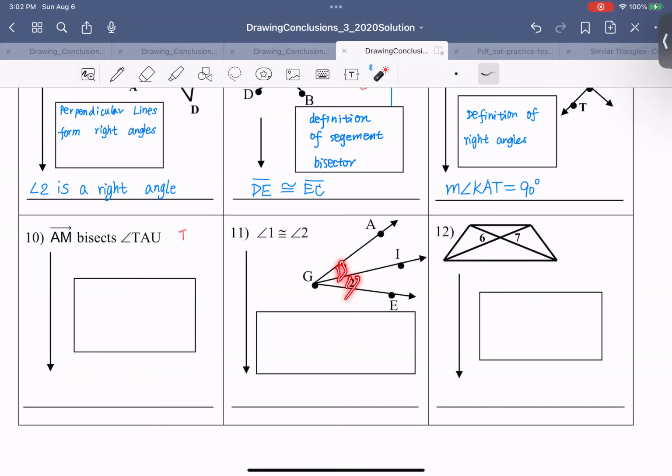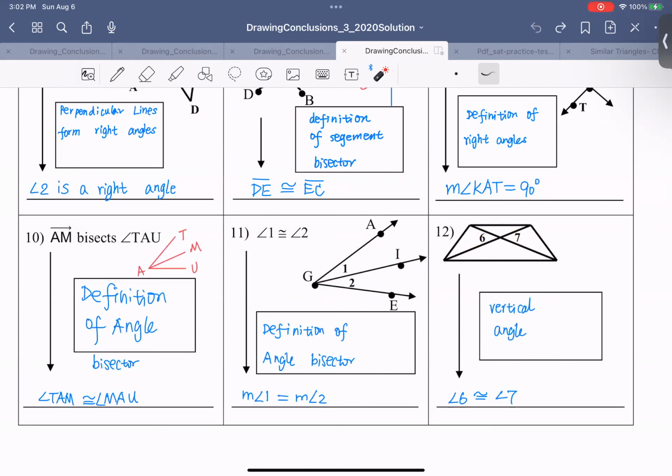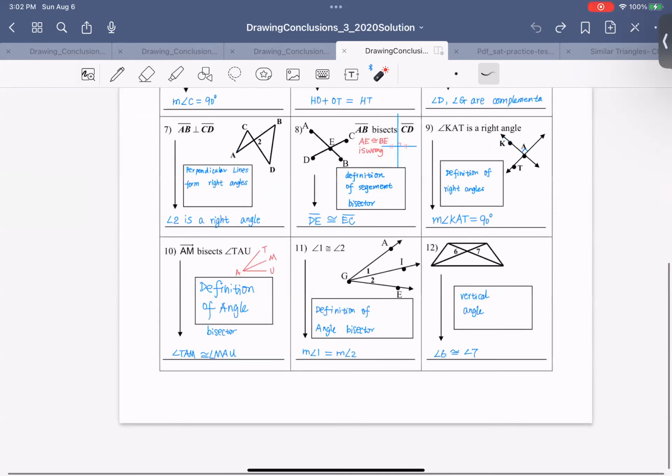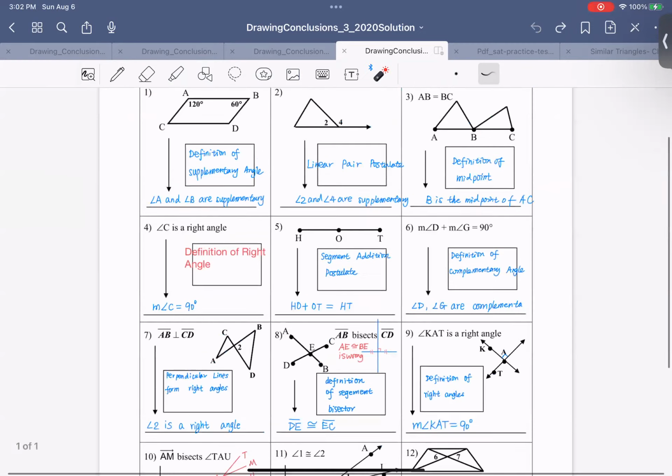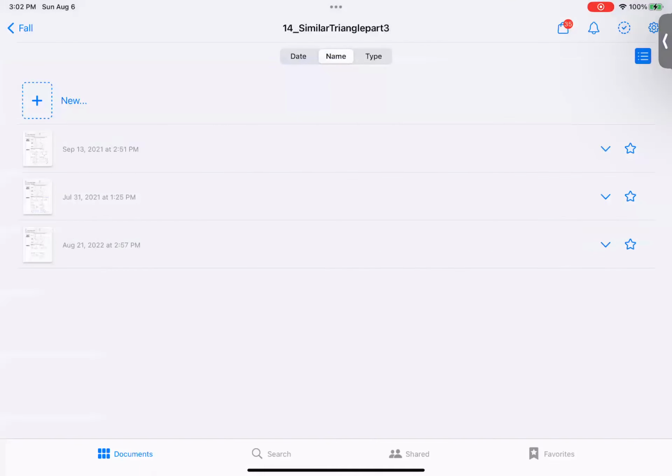Okay, and then go to the second one here. If these two angles are congruent, what conclusion do you want to say? This is what? GI. Yes. This is an angle bisector, correct? And the last one here. When you see this, it's a vertical angle. So angle 6 is congruent to angle 7 because of vertical angles. That makes sense now? All right, so we have this drawing conclusions worksheet.